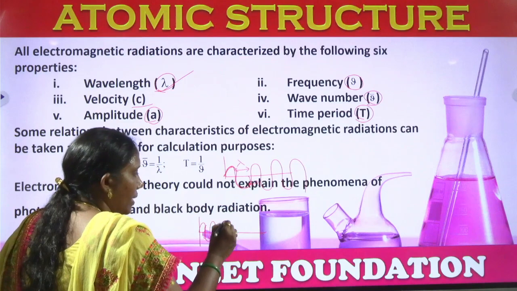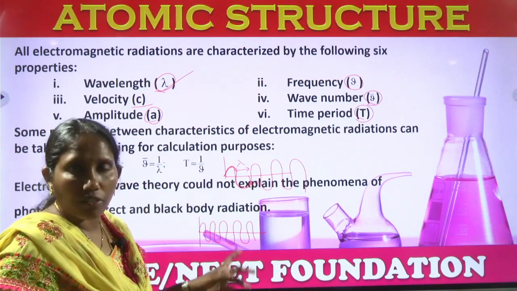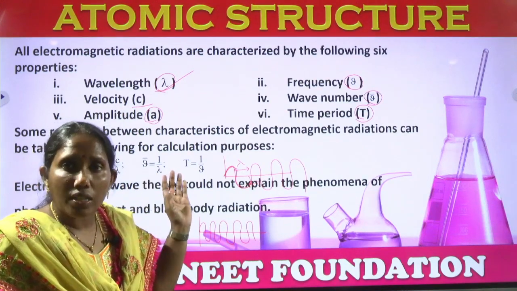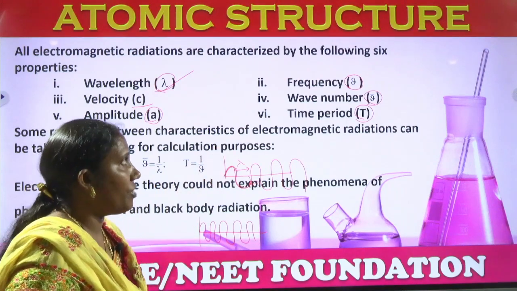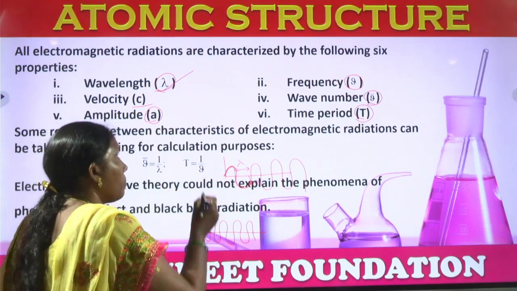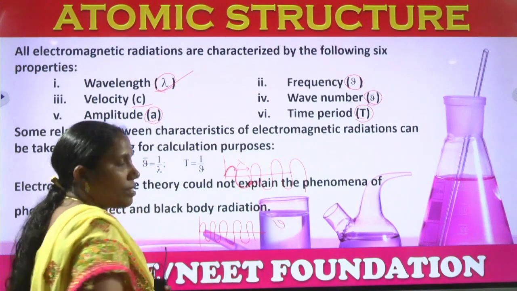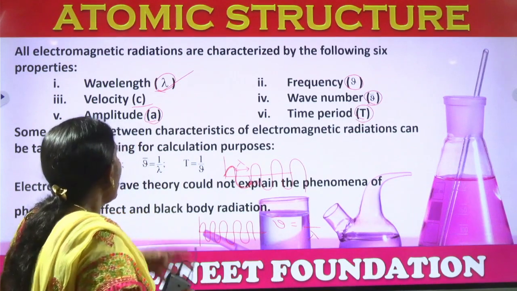In 1 second, those are said to be the frequency of the waves. What is meant by velocity? Velocity is nothing but, here we are considering the velocity of light. And wave number: wave number is nothing but the reciprocal of the wavelength, meaning nu bar represents the wave number, nu bar equal to 1 by lambda.